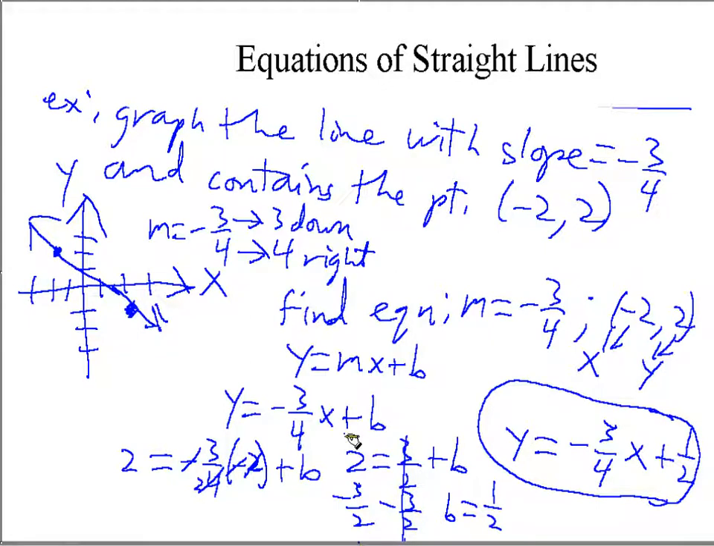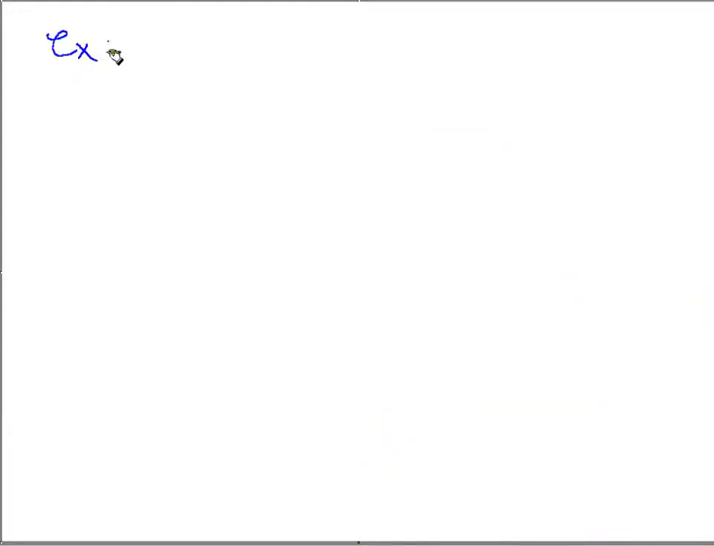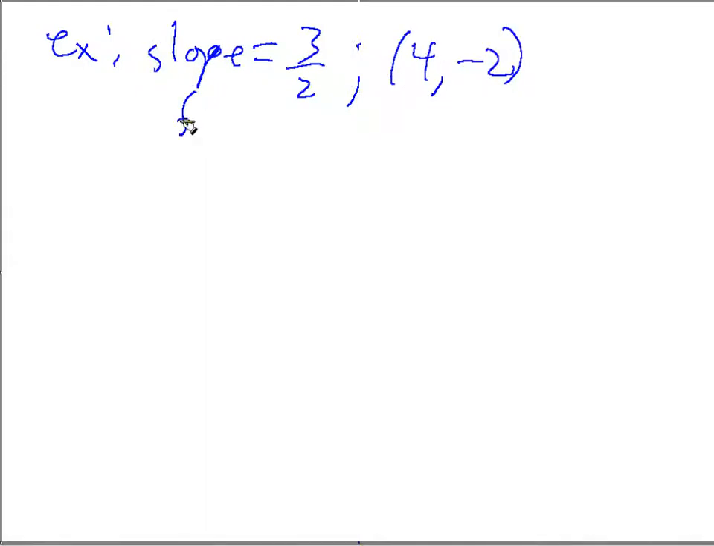All right, so let's practice this technique a little bit. Let's try this problem. So suppose I give you the slope of this line. Let's say the slope of this line is 3/2, and it contains this point here, (4, negative 2). All right, let's find the equation. In other words, find the equation of the line that has slope 3/2 and contains this point. That means it passes through this point on the rectangular coordinate system, (4, negative 2).